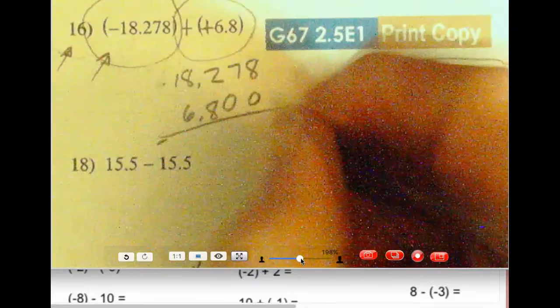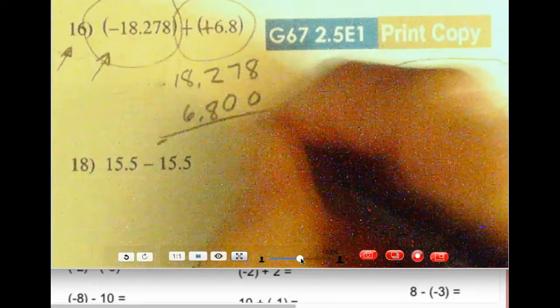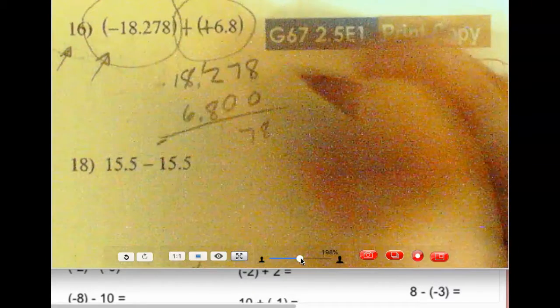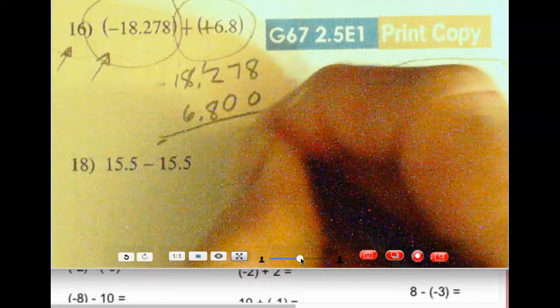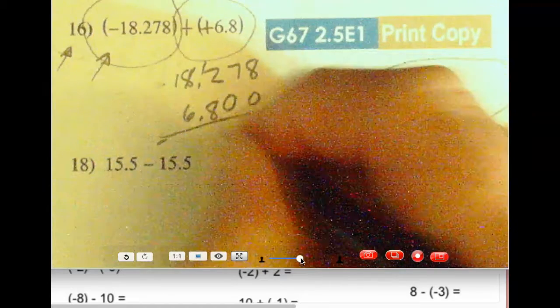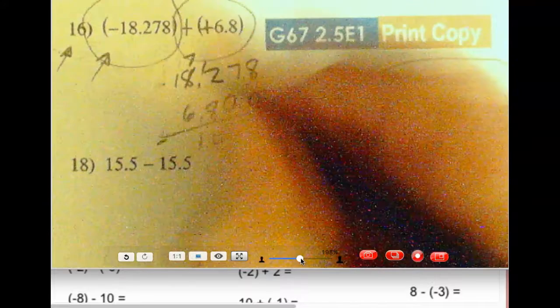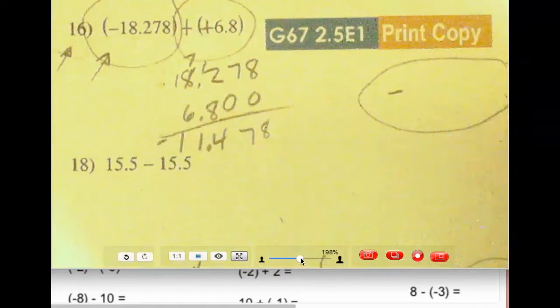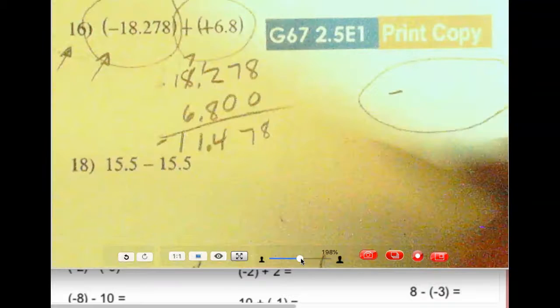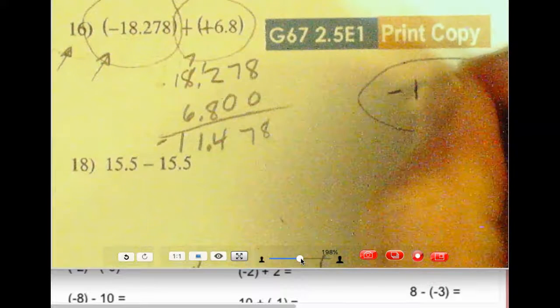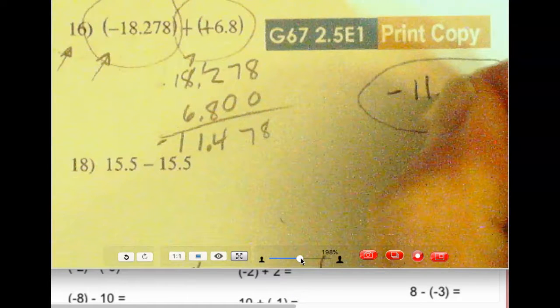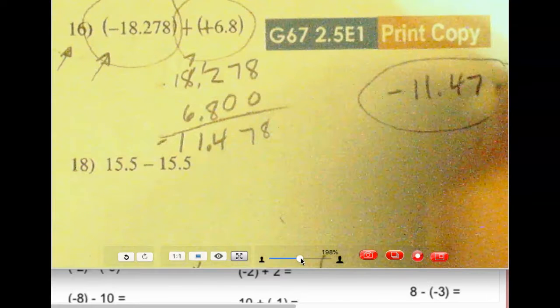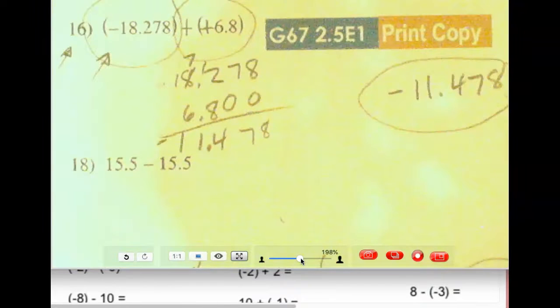8 minus 0 is 8. 7 minus 0 is 7. We can't do 2 minus 8, but we can do 12 minus 8. 12 minus 8 is 4. And this is a 7. 7 minus 6 is 1. 1 minus 0 is 1. Put our decimal in. We came up with $11.47. Again, I love thinking about that in money. It just helps me make sure things make sense. So $11.47 and 8/10 of a cent. Bam.